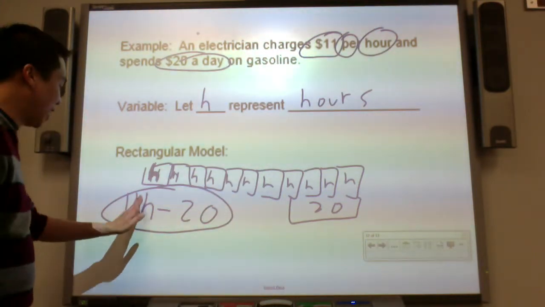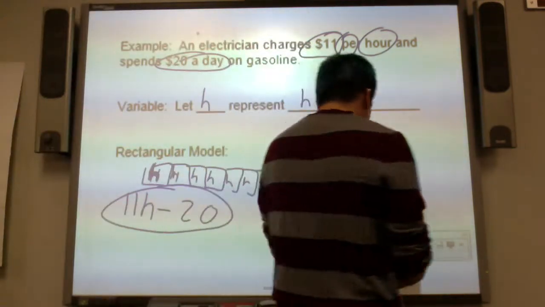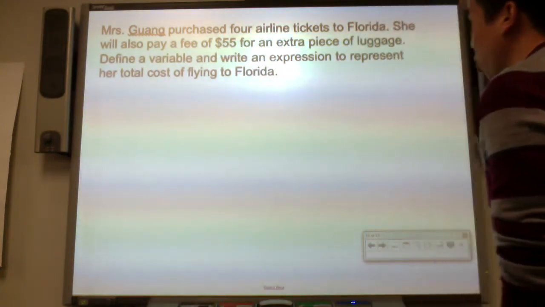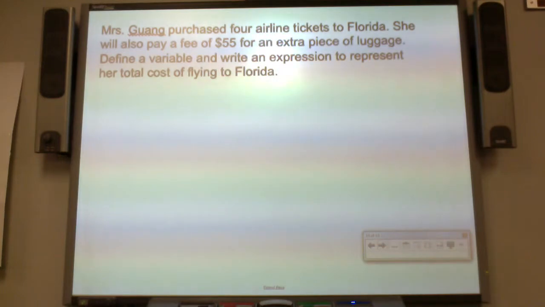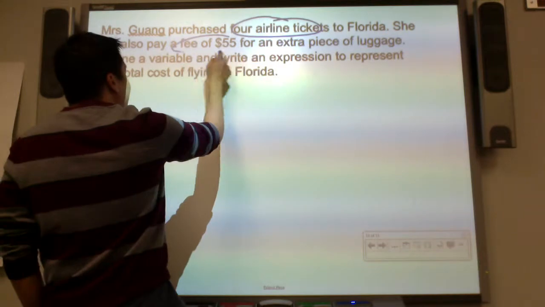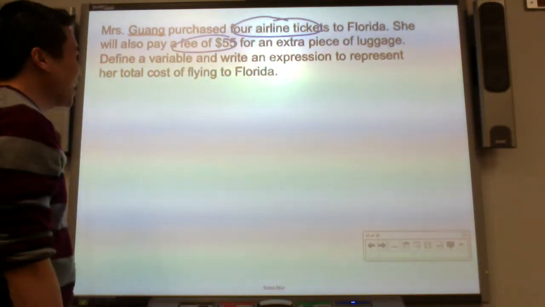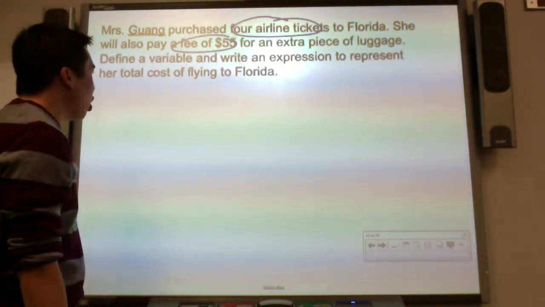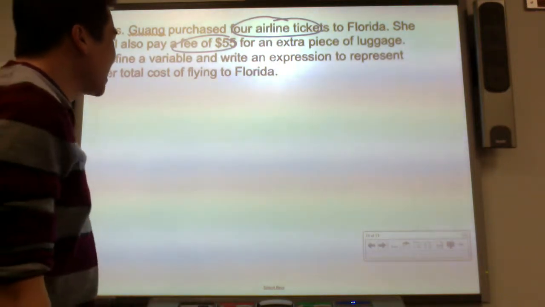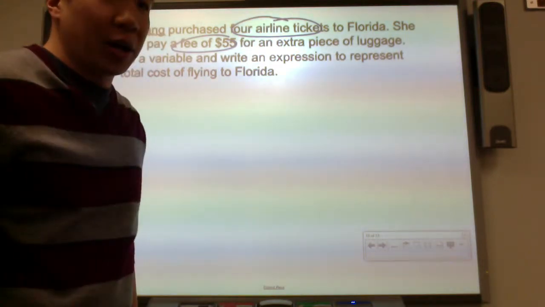So he makes $11 depending on the number of hours, and he spends $20. And last but not least, Mrs. Guang purchased 4 airline tickets to Florida. She will also pay a fee of $50 for an extra piece of luggage. Define a variable and write an expression to represent her total cost of flying. So what did they not tell us here? I don't think they told us how much the ticket cost.